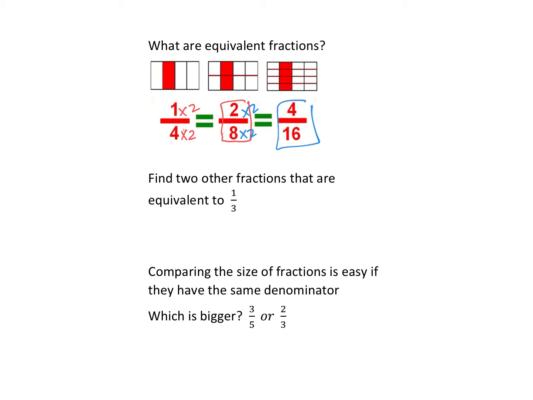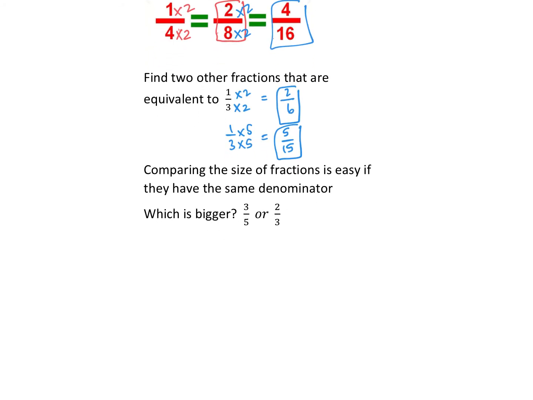So if we wanted to find 2 other fractions that are equal to 1 over 3, we can multiply numerator and denominator by the same number. Doesn't really matter which number. Let's say we decide to multiply by 2. You need to multiply numerator and denominator by the same number. So 2 over 6 is an equivalent fraction to 1 over 3. We could multiply it by 5. As long as I do the same to the top and the bottom, I will get an equivalent fraction.